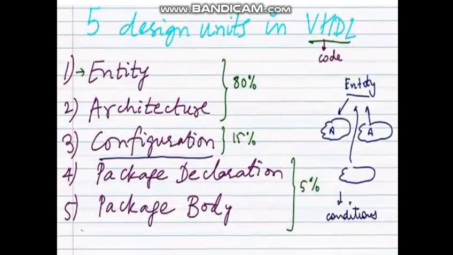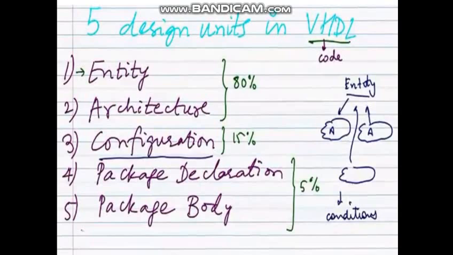Now, as we know, VHDL is nothing but one type of code. Whenever you are writing code to design certain things, you have to write that particular language in a proper way, which is important. For that purpose the VHDL language gives some different units. There are a total of 5 units. First is the entity, second is the architecture.